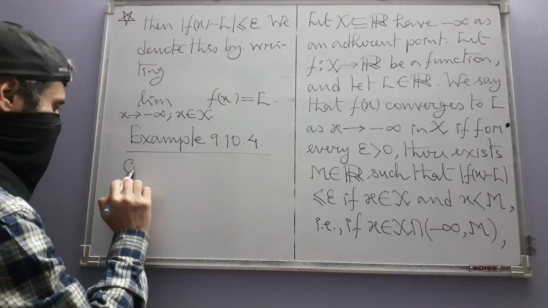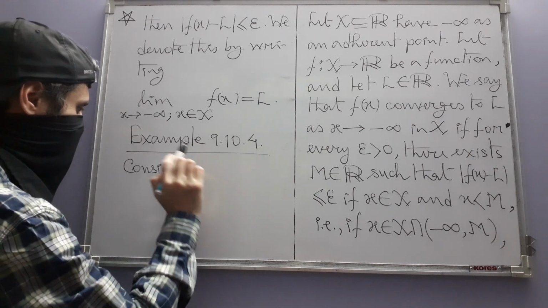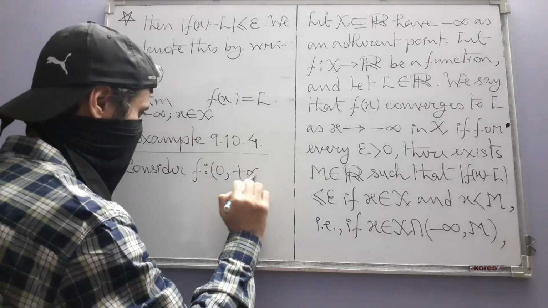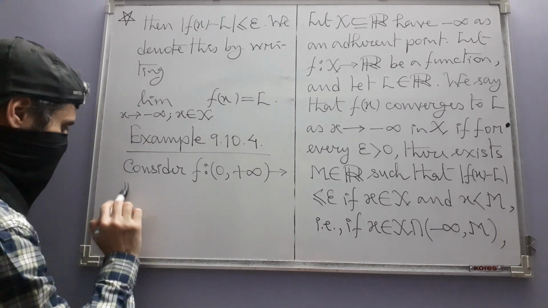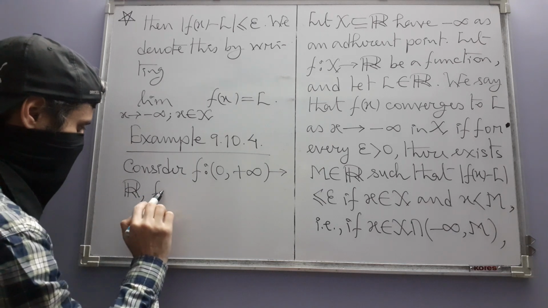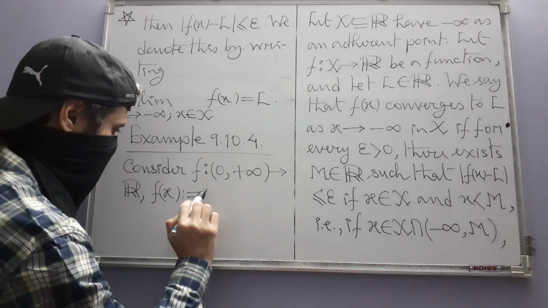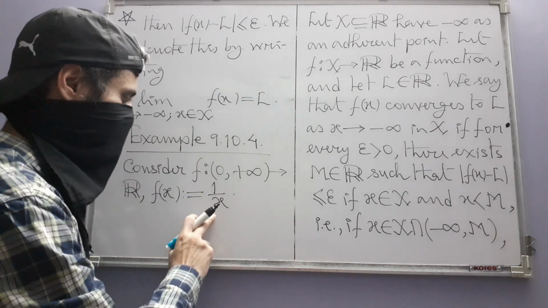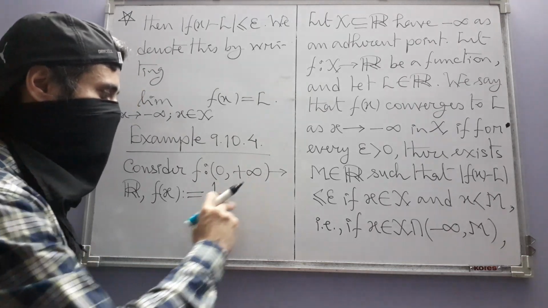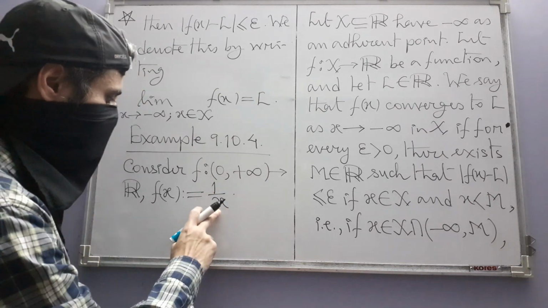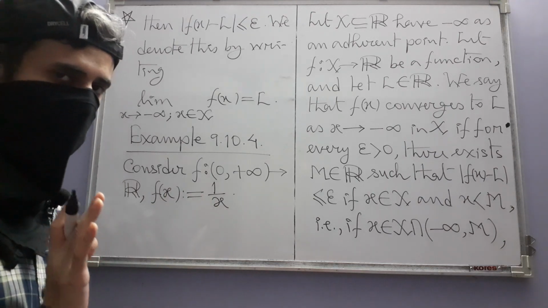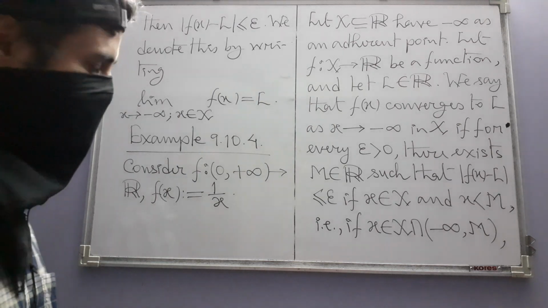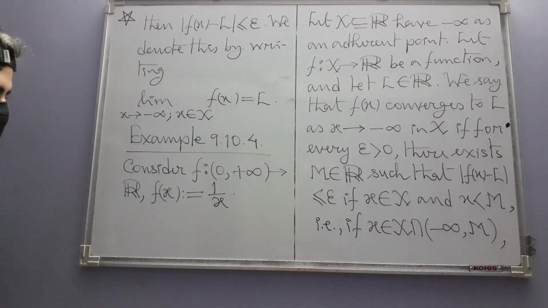Okay, you consider this function f from (0, +∞) into R, and the rule for the function is just the reciprocal function. The function is well defined because this interval is the set of all positive real numbers. Every such real number has a well defined unique reciprocal which also turns out to be a positive real number. So it's a well defined function.